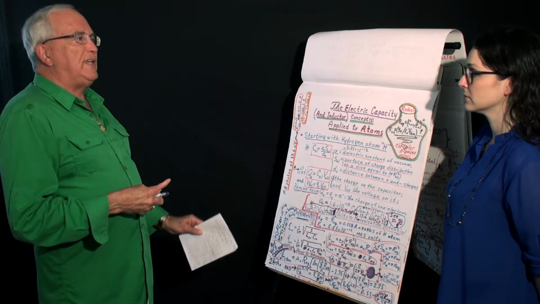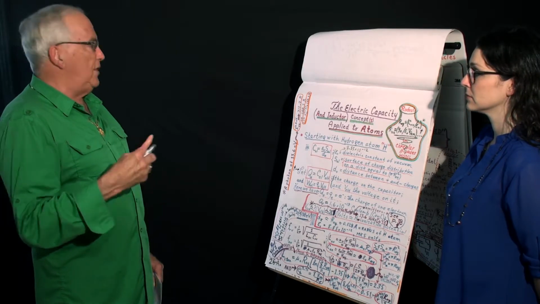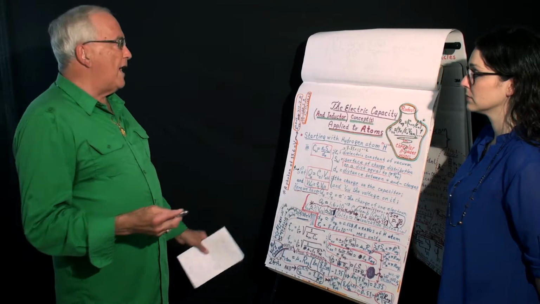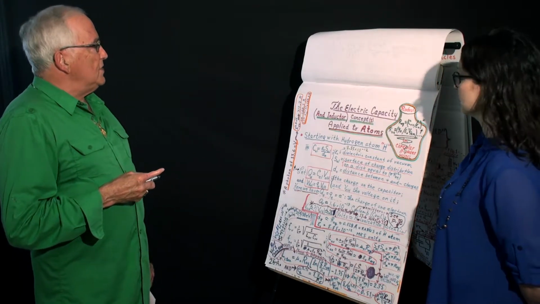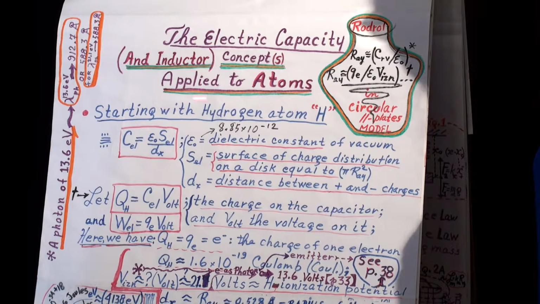Without going into all the detailed explanations, which are given in other clips or in the courses on scientific philosophy of life, for those who want to go further. So this is about the electric capacity and inductor concept applied to atoms. So here I just show how this concept of capacitance can be applied to atoms, okay?